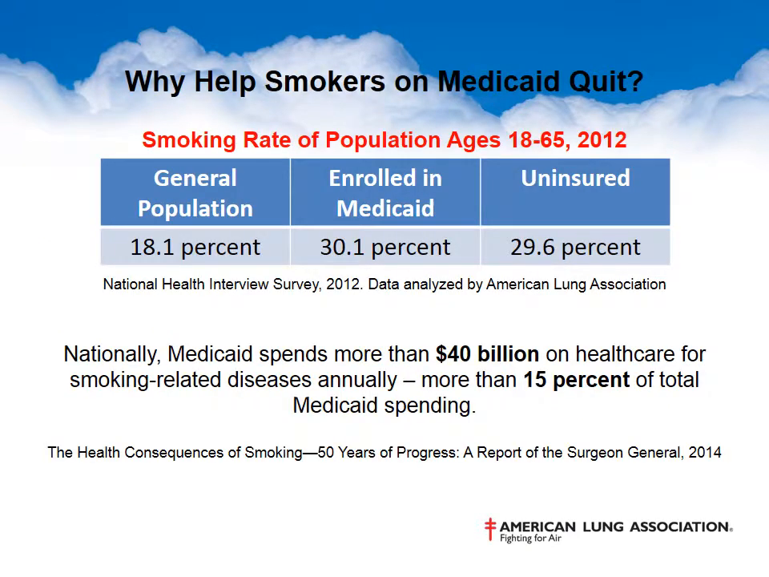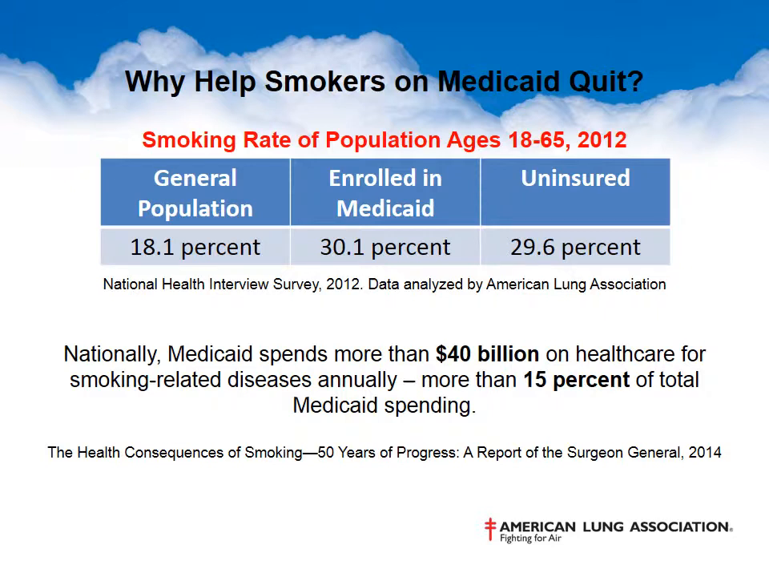So why is it important to be talking about Medicaid and tobacco cessation? Well, we know that the smoking rate in Medicaid is higher than the general population. You can see here, these are data from 2012, and they show that the general population smokes at a rate of 18%. Folks who are enrolled in Medicaid smoke at 30%, and the uninsured at the time, which we would assume some of these folks that were uninsured in 2012 will be coming onto the Medicaid rolls through Medicaid expansion in 2014.